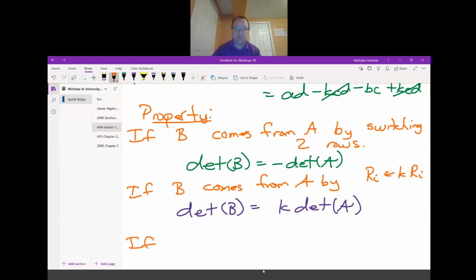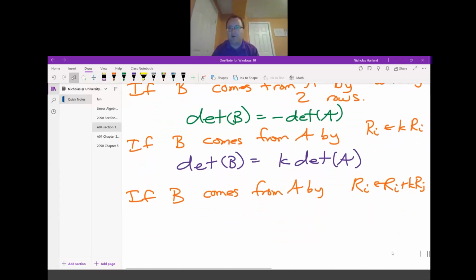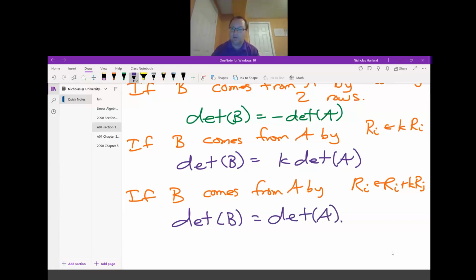And this, perhaps the most surprising one: if B comes from A by row I becoming row I plus some multiple of a different row. Has to be a different row. A multiple times a different row. What does that do to the determinant? Absolutely nothing. But the important thing about this is you're using the elementary row operations.